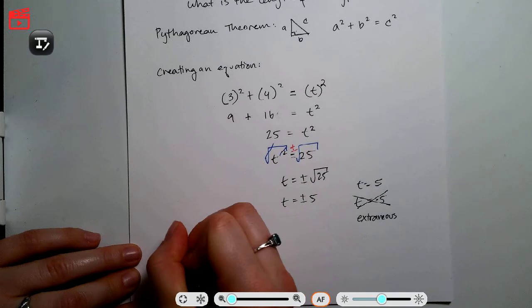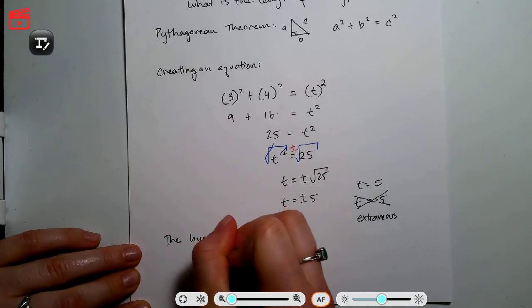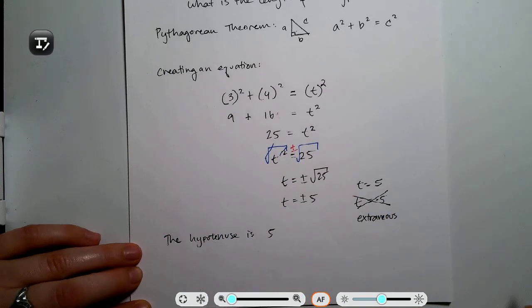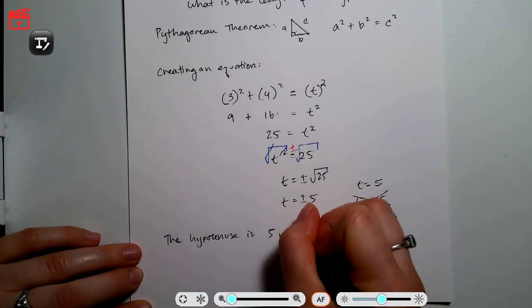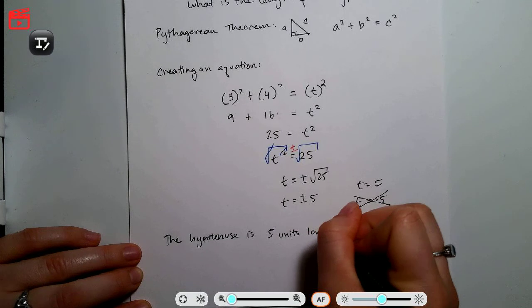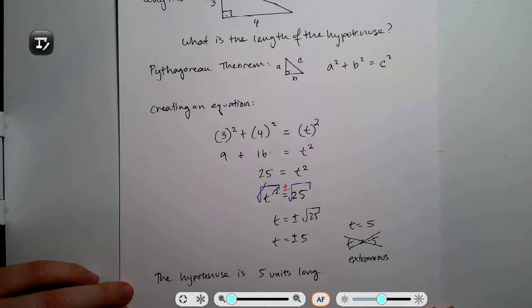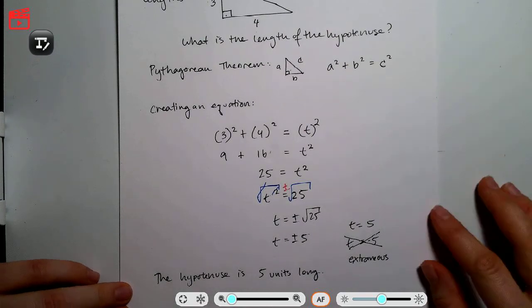So our answer is the hypotenuse is 5, and we don't have any units given, so I'll just say 5 units long, period. Okay. And there we go. That was an application of quadratics.